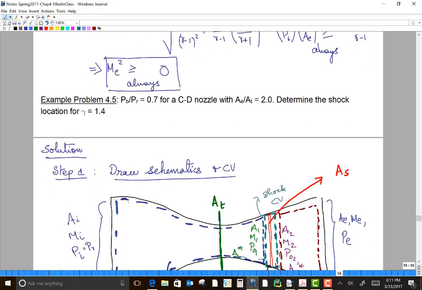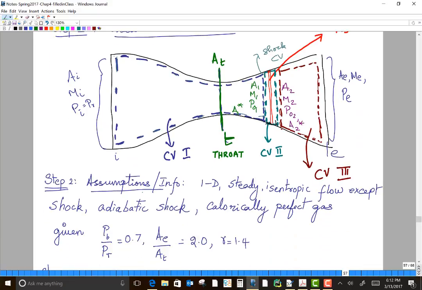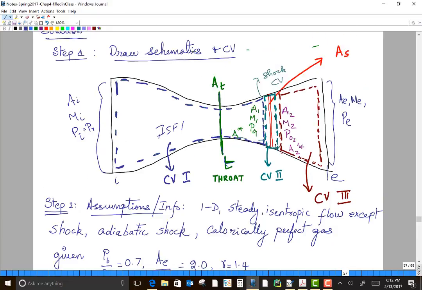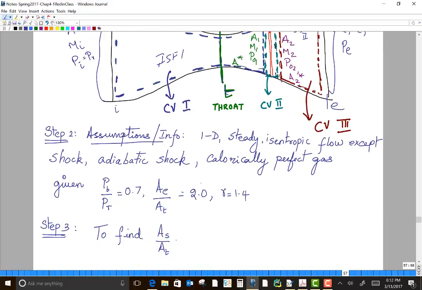So let's apply this expression to a simple problem. PB by PR is provided as 0.7 for a converging diverging nozzle. AE by AT is 2. Determine the shock location for gamma equals 1.4, right? So all you have to do is to draw a control volume, draw a converging diverging nozzle, draw 3 different control volumes. Control volume 1 is the isentropic flow solution. Okay, so let me draw this, this is isentropic flow 1. This is shock. Okay, the control volume 2 is the shock control volume, and this is isentropic flow 2. Okay, obviously assumptions: 1D steady isentropic flow, shock is adiabatic, caloically perfect gas, and PB by PR is provided as 0.7, AE by AT is 2.0, gamma equals 1.4 to find AS by AT.